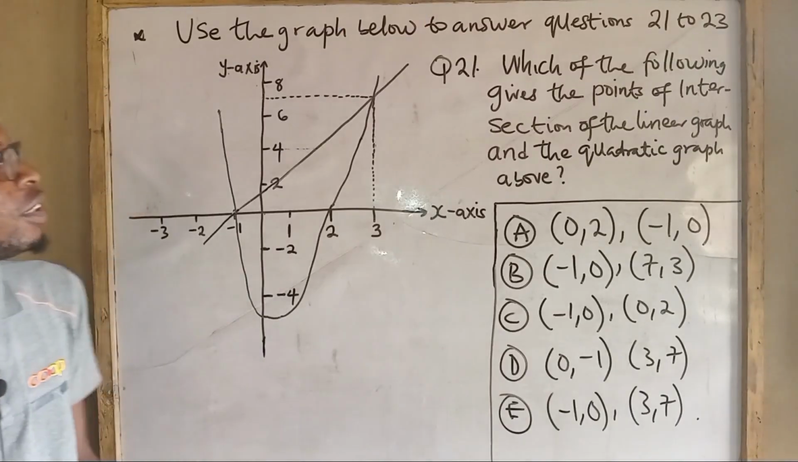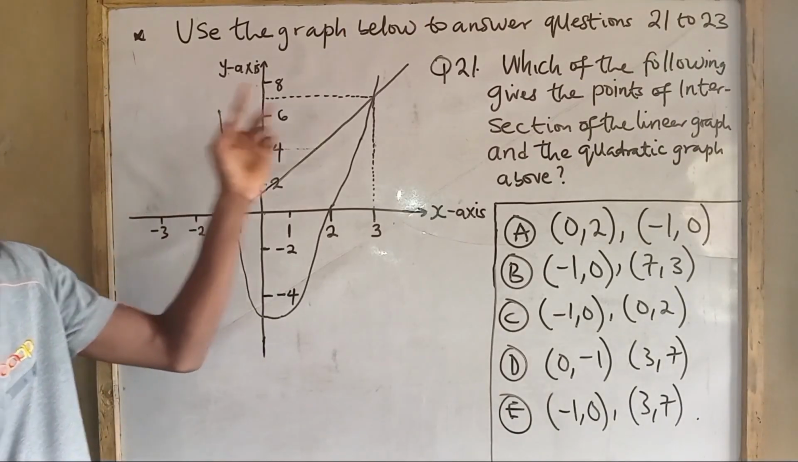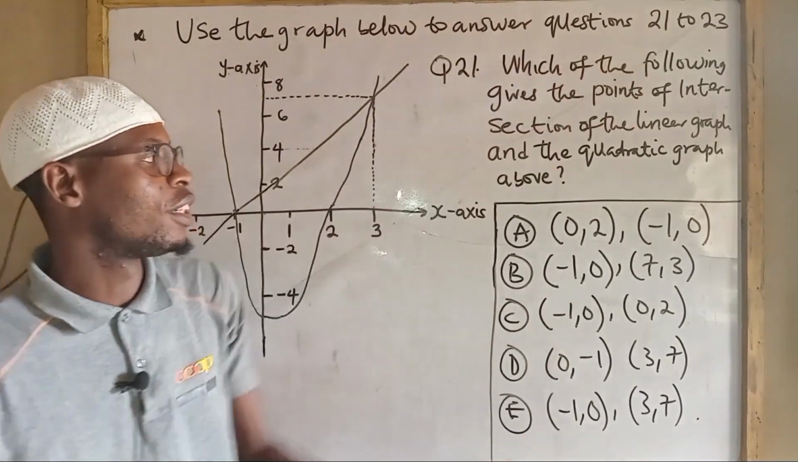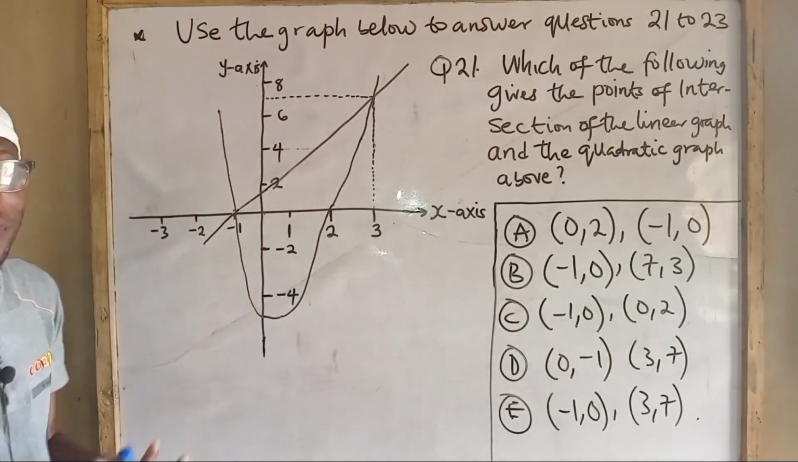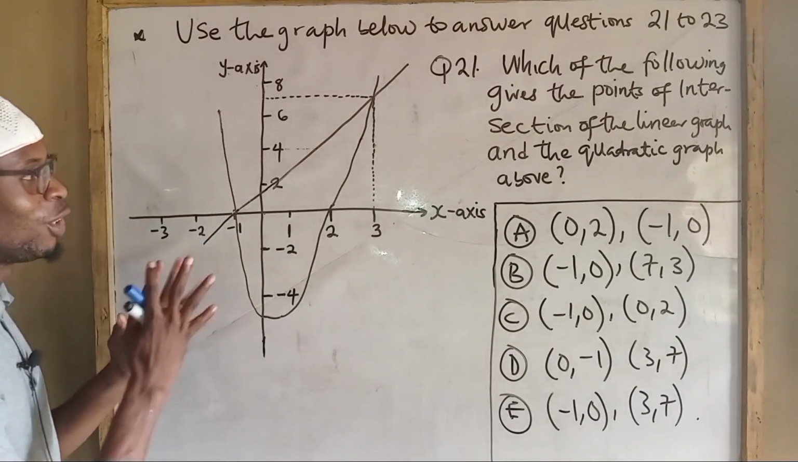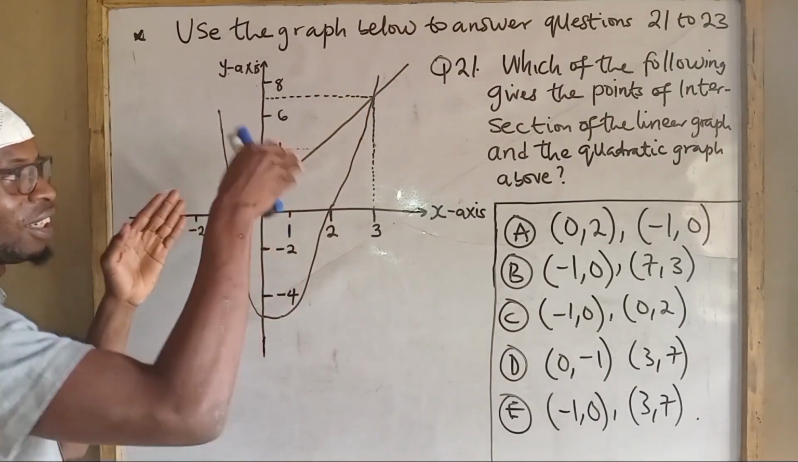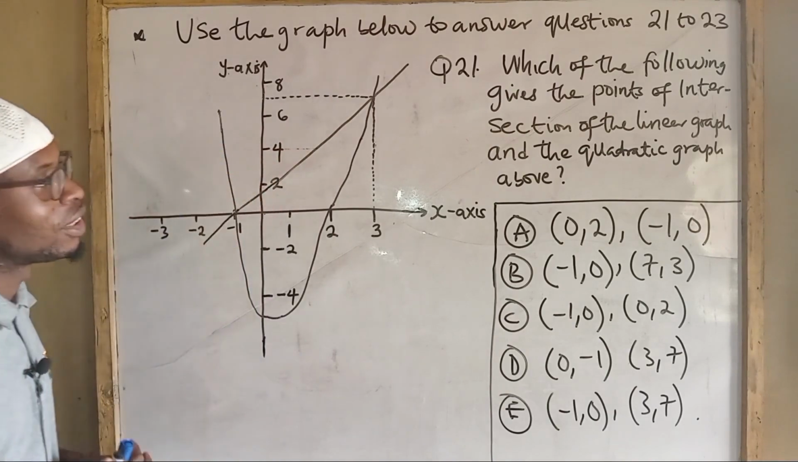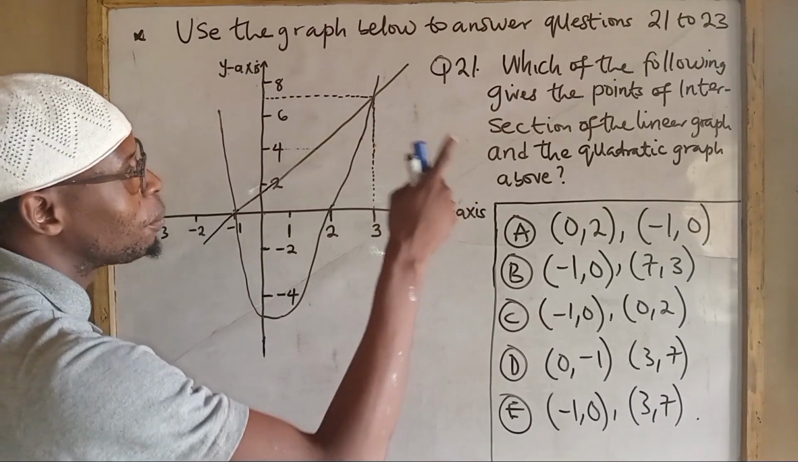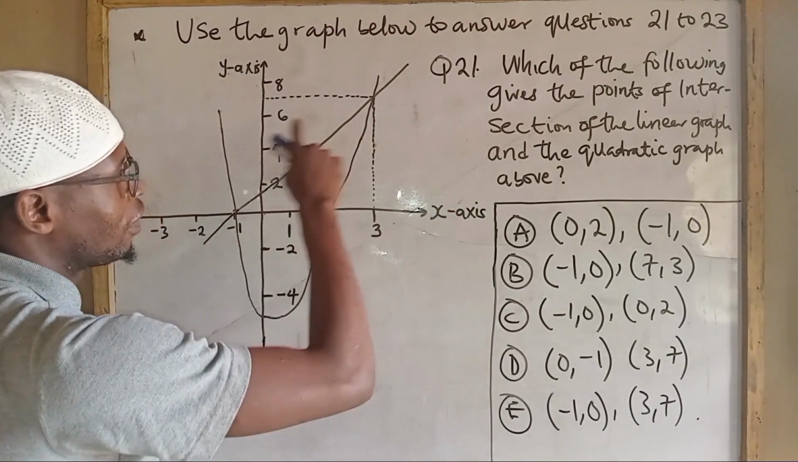Question 21 is based on a graph. We are asked to use the graph below to answer questions 21 to 23. Please just accept my graph the way it looks, but I make sure that the points touch the particular values we need. Which of the following gives the point of intersection of the linear graph and the quadratic graph?